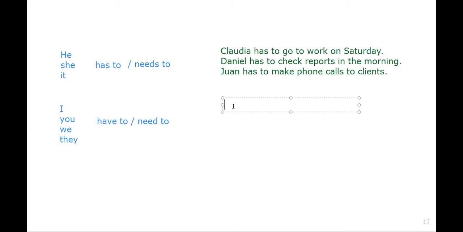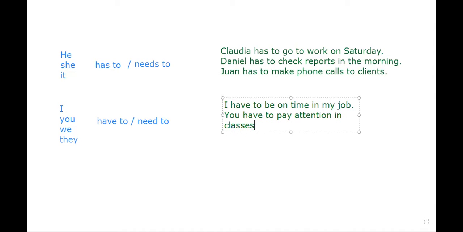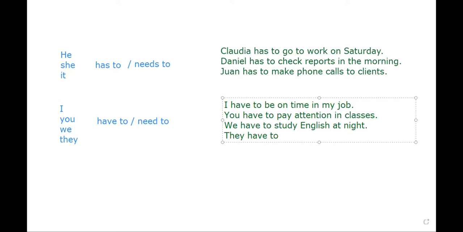Ahora bien, vámonos con el have to. I have to be on time in my job. You have to pay attention, for example, in classes. We have to study English at night. And the last one, they have to visit the doctor. Okay. Vaya, si ustedes se dan cuenta, en estos primeros ejemplos estamos expresando lo que es una obligación. Ahora bien, vamos con lo que es el need to, con lo que es una necesidad.